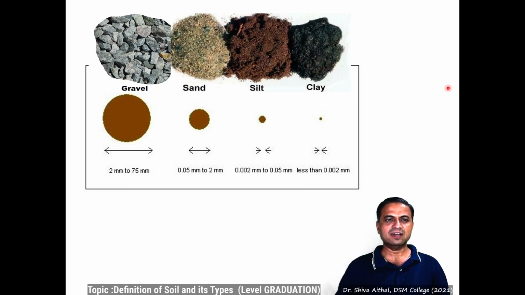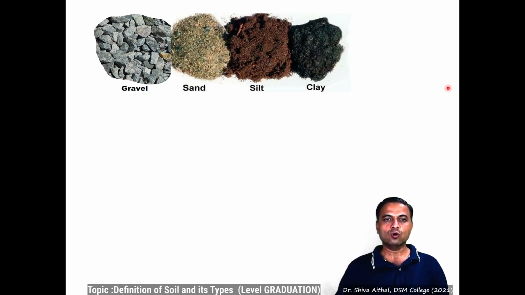If you see gravel, it is the largest one. 2 millimeter to 75 millimeter can be its size. Sand is next to it, 0.05 millimeter to 2 millimeter, and silt is smaller than this, 0.002 millimeter to 0.05 millimeter, and the smallest is clay, below 0.002 millimeter. A mixture of sand, silt and clay is called loam soil.